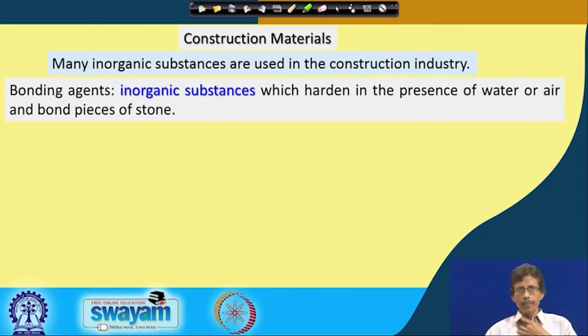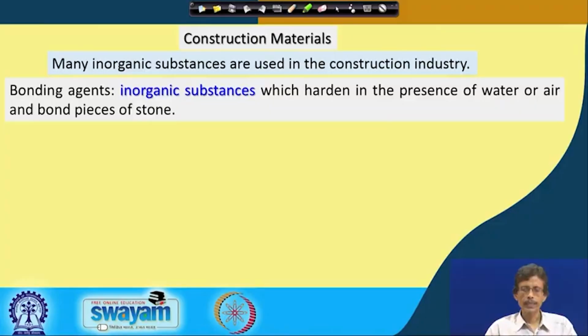The way we chemists talk about the bonding between two atoms, like in water, you have oxygen bound to two hydrogen atoms, giving you H2O, the water molecule. Here also, the substance hardens in the presence of water and air to bond two pieces of stone or two bricks. So you have to put something in as the cementing material.